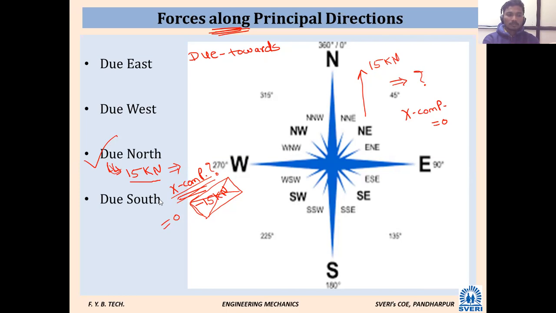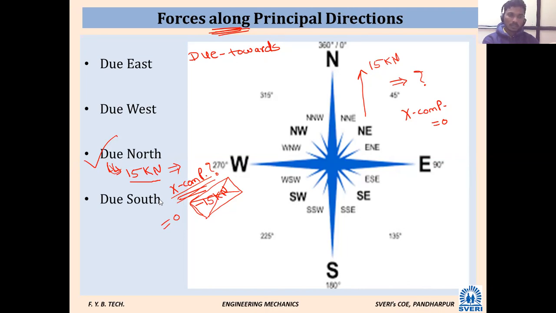In other words, for a horizontal force, its vertical component is zero. Can we say like this? Yes, sir. Definitely. In other words, we are saying if the force is along the x-axis, its Y component is zero. On the other hand, if the force is vertical, what will be its vertical component?